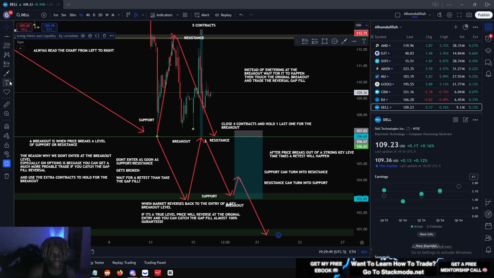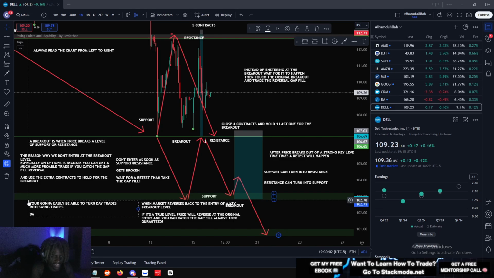So this way, you're going to easily be able to turn day trades into swing trades. A day trade is holding a trade from 9:30 a.m. Eastern to 4 p.m. That's a day trade. A swing trade is anything over a day. It is holding any longer than a day.